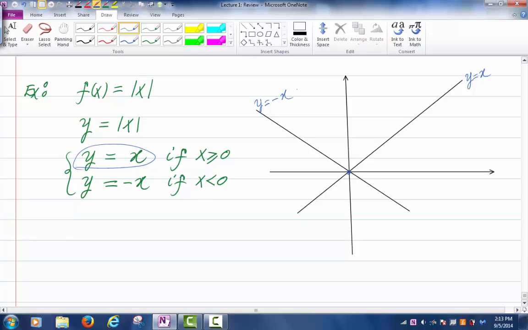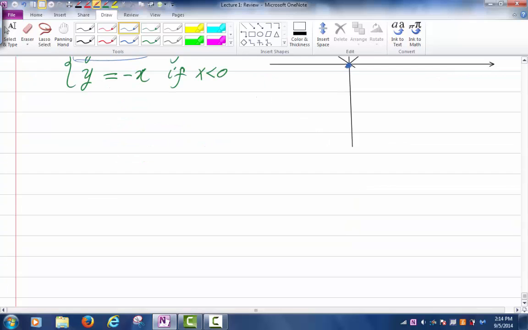However, y equals x when x is positive only, so that means I have to erase which part? The bottom parts here, and also this part here, because the function is given by negative x only when x is negative. So you delete the part to the right of 0. So at the end, my graph is basically this V-shaped graph. Is that okay? All right.